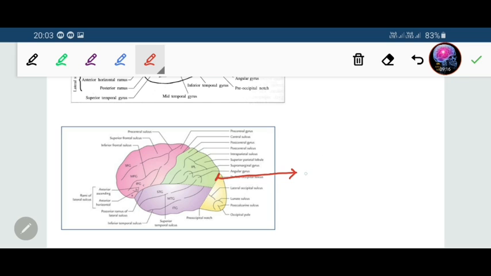That is the last part of parieto-occipital sulcus on superolateral surface.